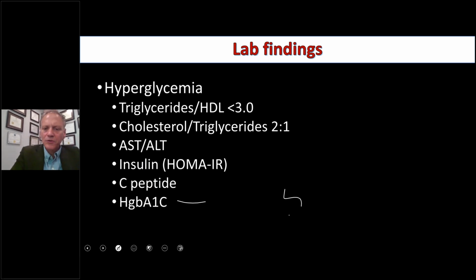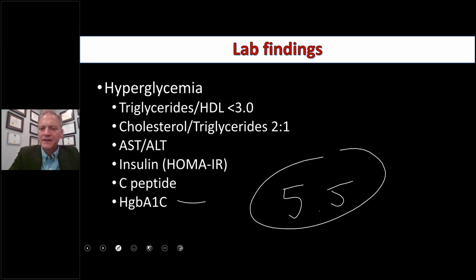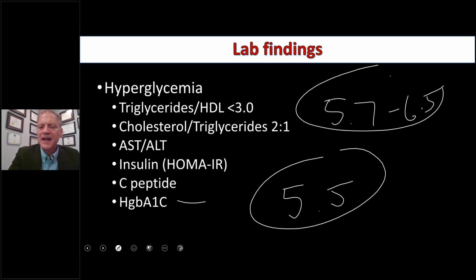Hemoglobin A1C, of course, we want to see about 5.5 is perfect. Clinically, if it's 5.7 to 6.5, it is pre-diabetic, and anything above, you have a problem. Anytime it gets over 7.5, you're at risk of neuropathies.